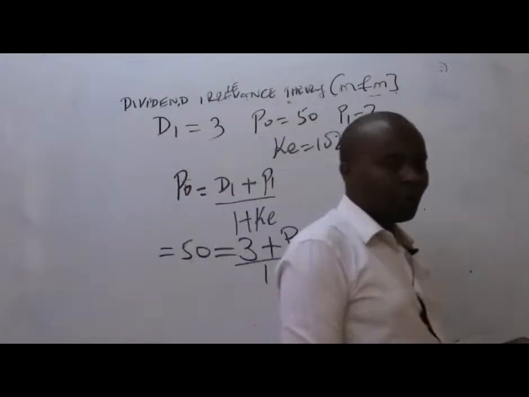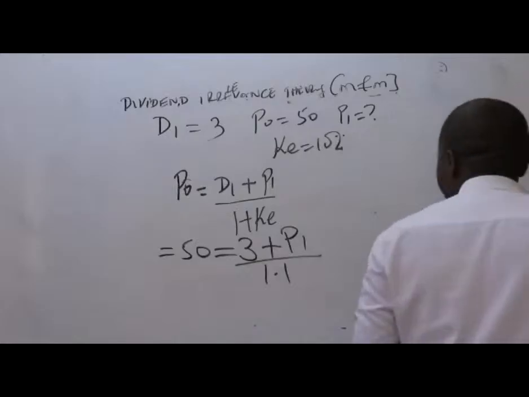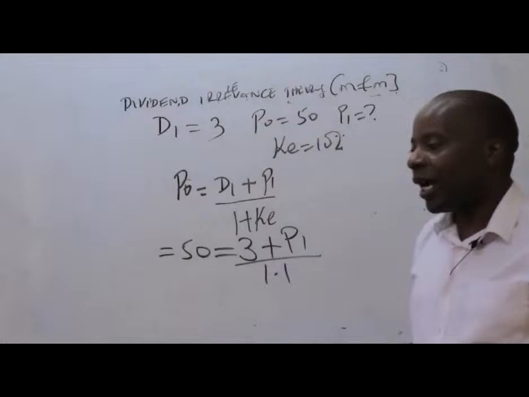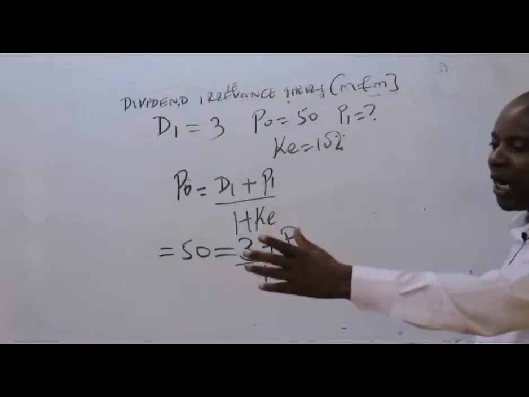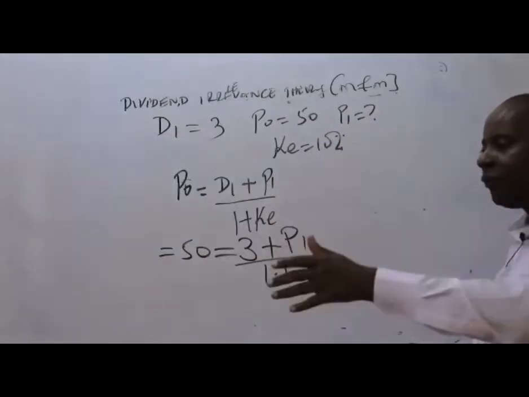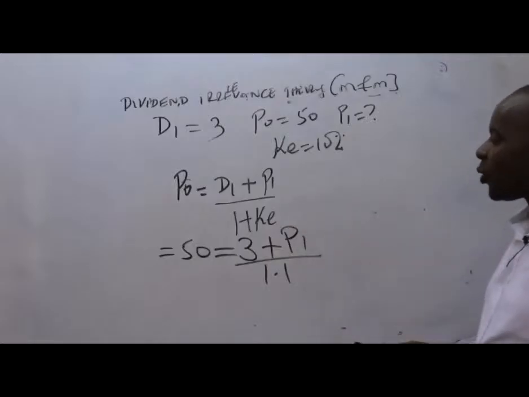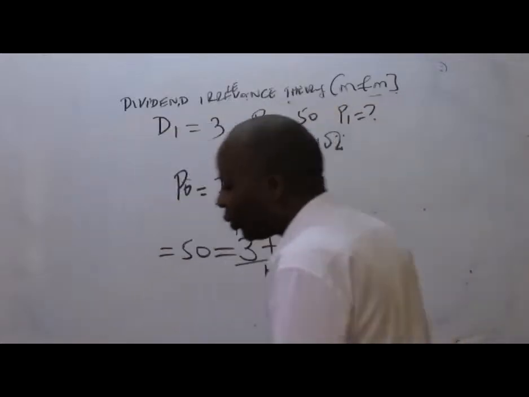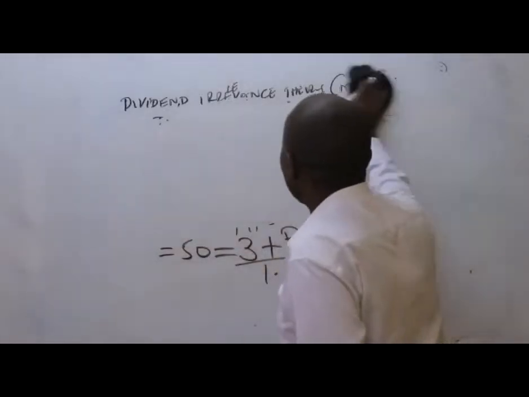Are they able to see where I got my 1.1 from? Yes, they have even gone ahead like Abdi to give me the answer, so they must have seen for sure where I got the 1.1 from long time ago. So in this case, if we were to cross multiply, what will I end up getting?